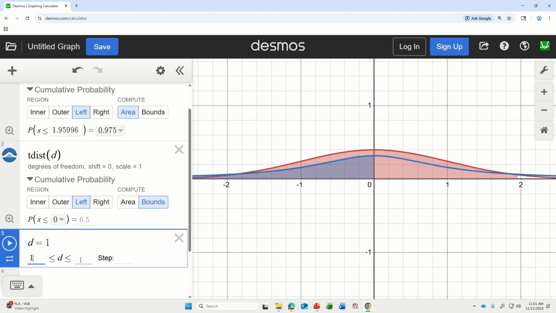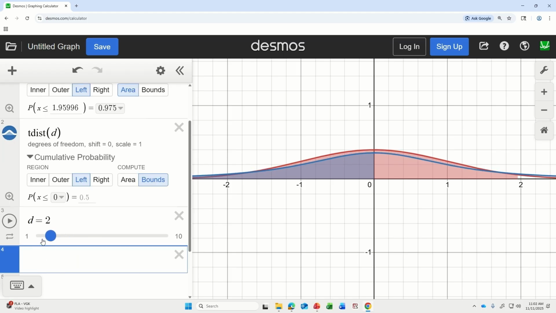As long as you pick a real number greater than 1, there's actually a lot of different t-distributions. Do you see how the blue curve changes just a little bit when I change the number of degrees of freedom?